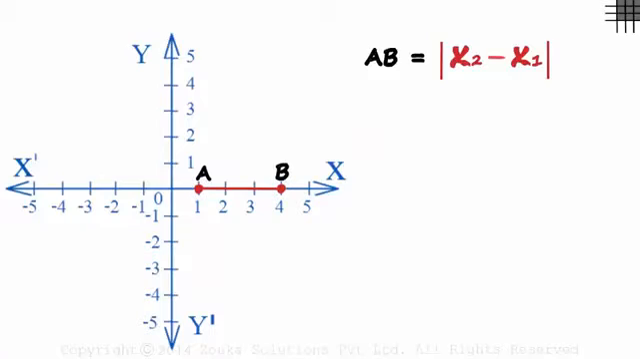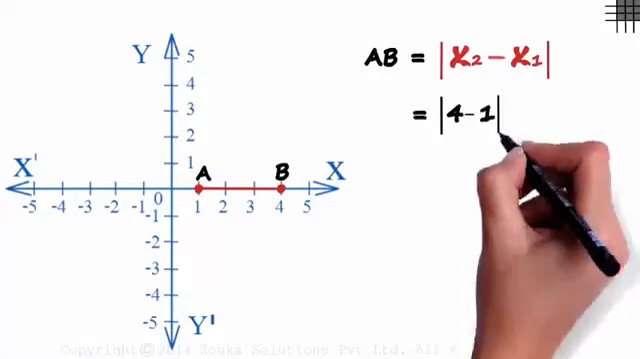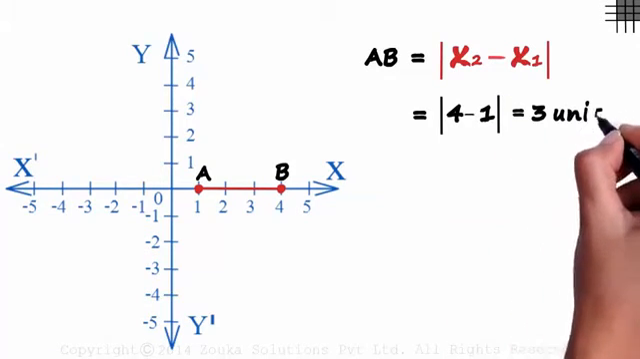The x-coordinate of B is 4 and that of A is 1. So the distance between A and B will be the absolute value of 4 minus 1. It will be 3 units.